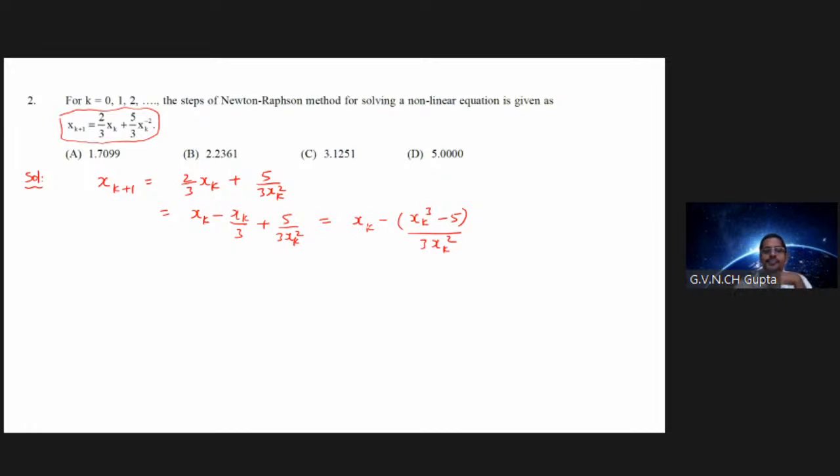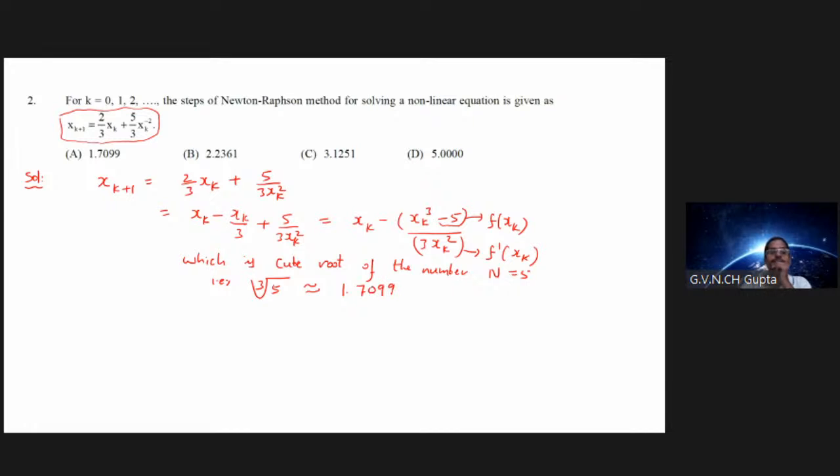So it looks like xk plus 1 is equal to xk minus, this bracket is f of xk, and this bracket is f dash xk. So this is xk cube minus n, which is the cube root of the number n is equal to 5. That is the cube root of 5, which is approximately 1.7099.